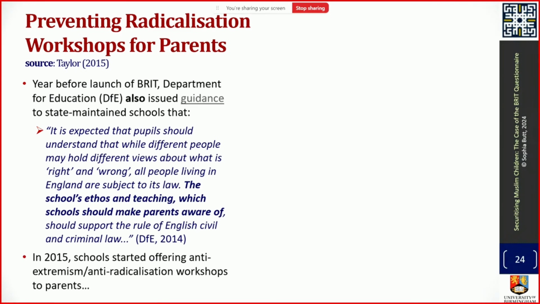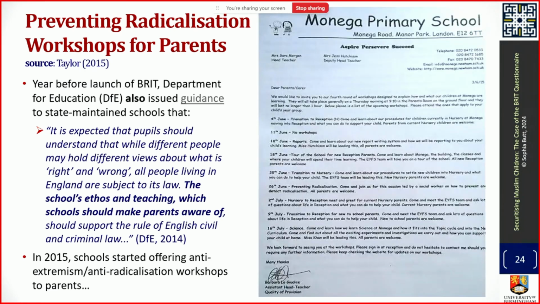And so in 2015, schools started offering anti-extremism, anti-radicalisation workshops to parents. Here's an example of a school in London, and on the 26th of June, they offered Preventing Radicalisation. Come and join us for this session. All parents are welcome. And this was for parents of 4 to 11-year-olds.